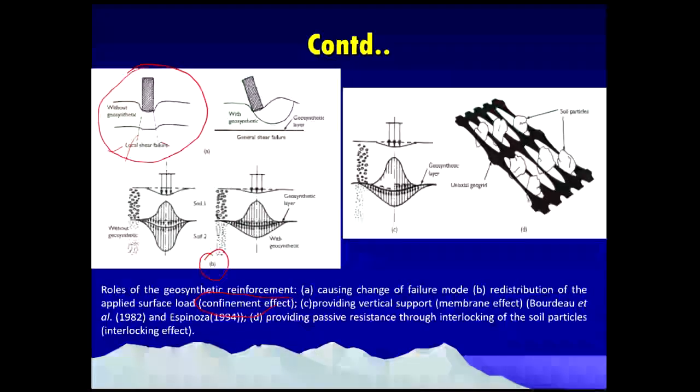If you look at part C, it also provides vertical support, which is called the membrane effect. This is one research study from 1982. Finally, D provides passive resistance through the interlocking of the soil particles. There are interlocking effects. So many benefits are there, and these are the basic reasons geosynthetics is used.